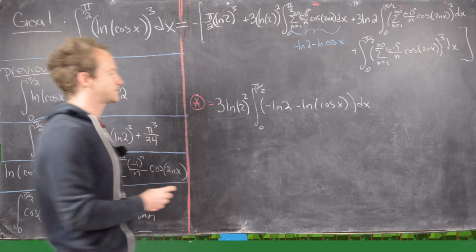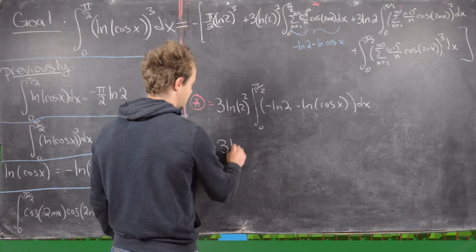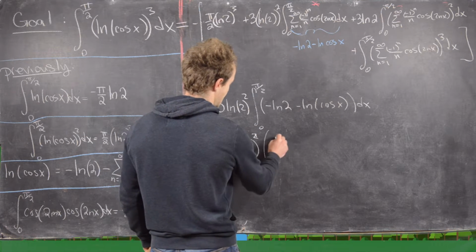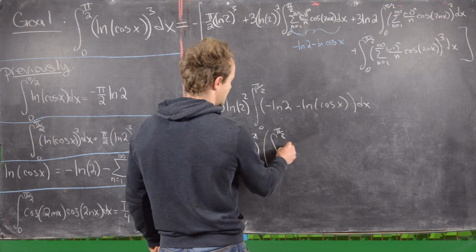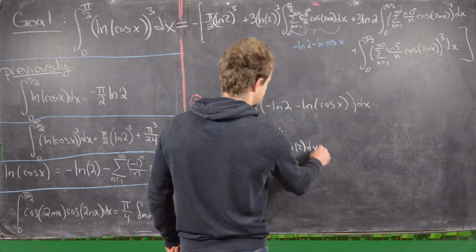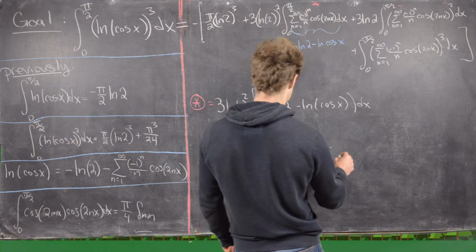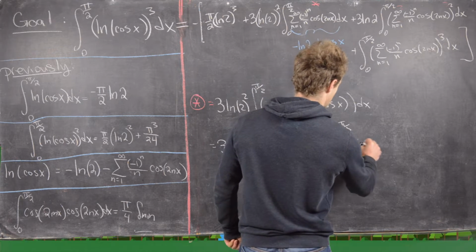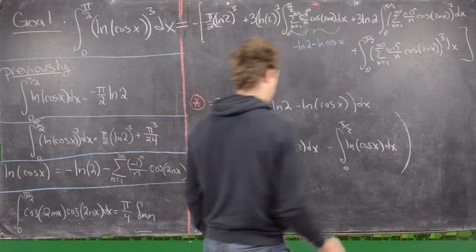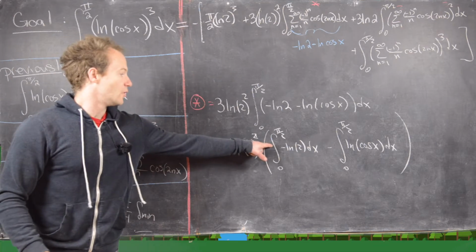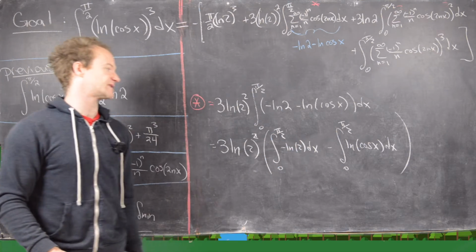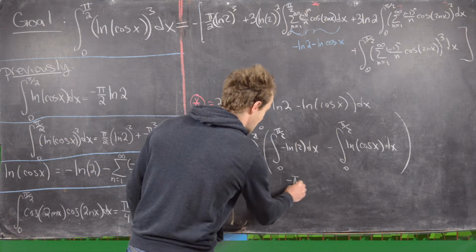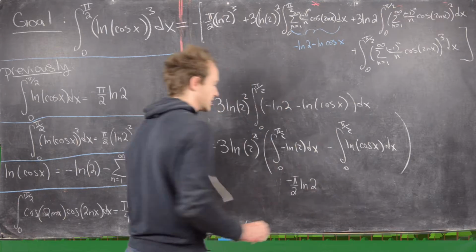Okay, now we can split this into 2 integrals. So notice this is going to be 3 natural log of 2 quantity squared, and then times the quantity integral from 0 to pi over 2 of minus natural log of 2 dx minus integral from 0 to pi over 2 of natural log of cosine of x dx. Great. But now we know this is just an integral of a constant over the interval 0 to pi over 2. So this is going to give me minus pi over 2 natural log of 2.